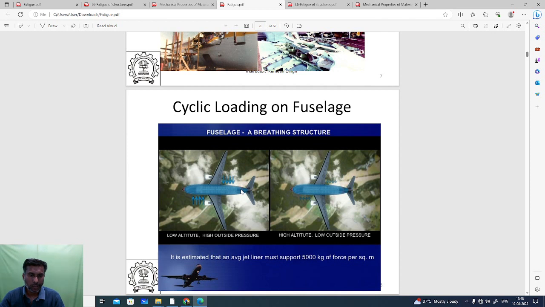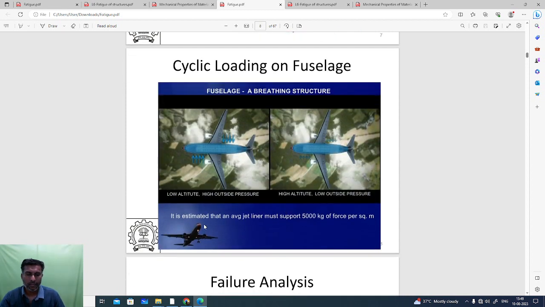Next, cyclic loading. It compares the fuselage, the air breathing structure. First is low altitude. That means the altitude is very low, and the flight gets very high outside pressure. When the flight is moving at high altitude, the outside pressure is very low, but the inner side is high. It is estimated that an average jetliner must support 5,000 kg of force per square meter.